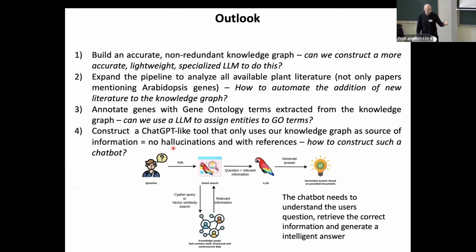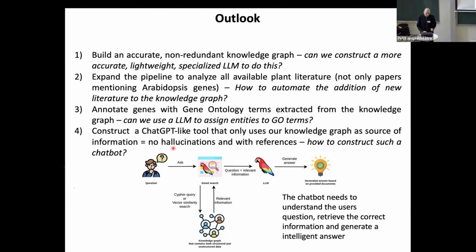Fourth, what we want to do is generate something like ChatGPT, but for plant literature, right? ChatGPT is great, but it's also one of the most confident bullshitters, right? If you ask it something, it will say, yes, it's like this, and this is the PubMed ID, and then it just gives you some random number.